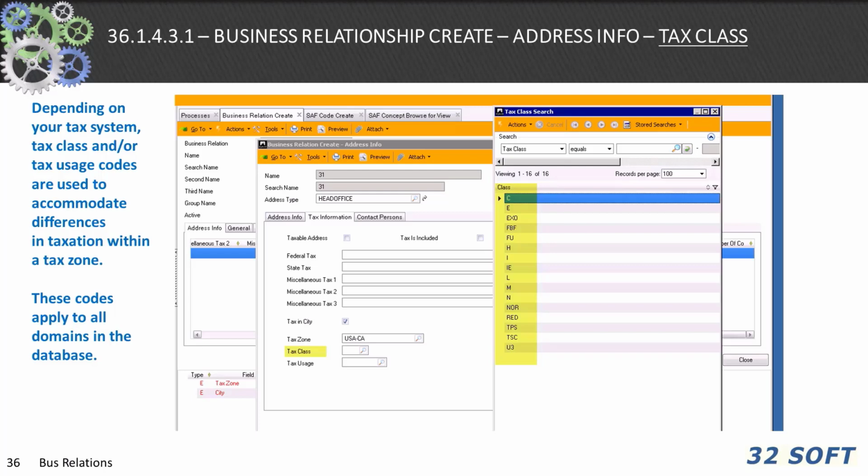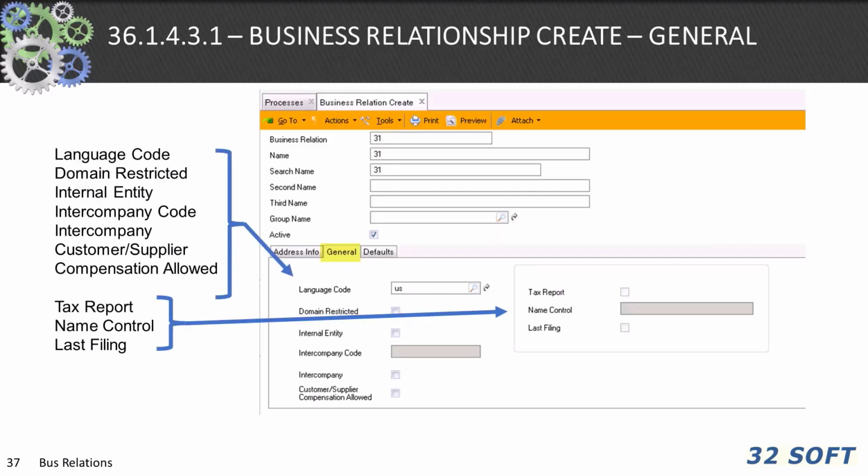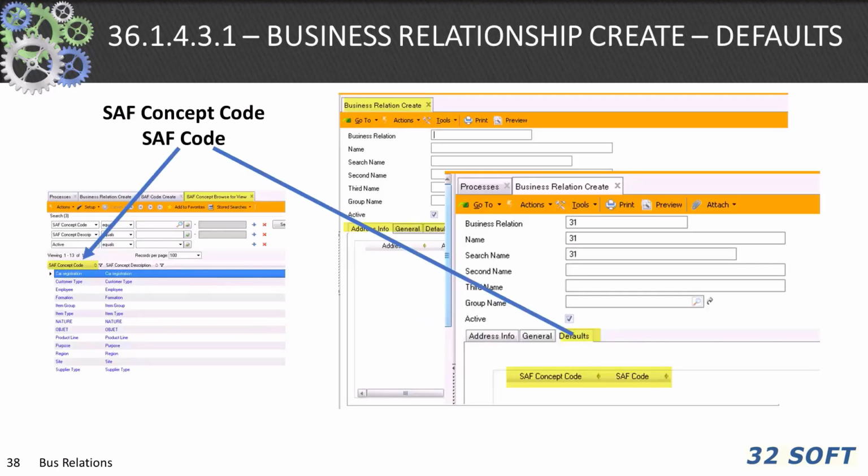The General tab of the Business Relationship defines language codes if the domain is restricted, internal entities, intercompany codes, compensation data, tax reports, name control, and the last filing date for the business relation. The Default tab creates SAF codes for the business relation. We will discuss supplementary analysis fields a little later in the session.